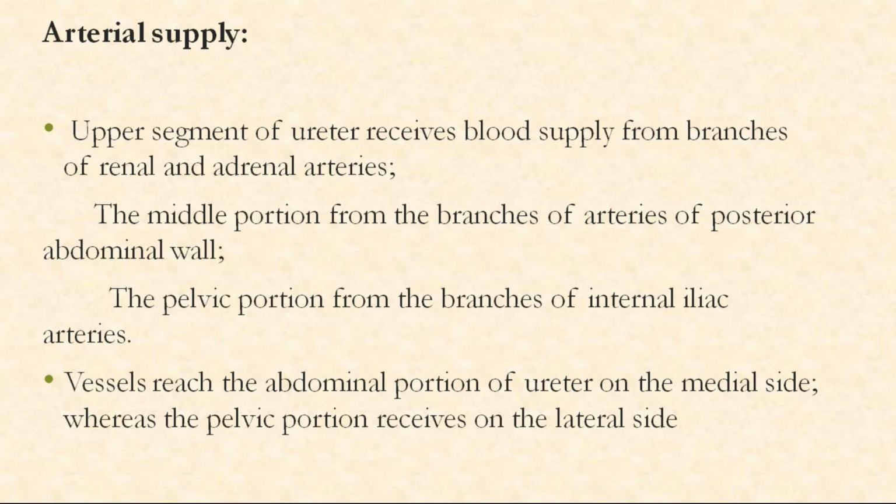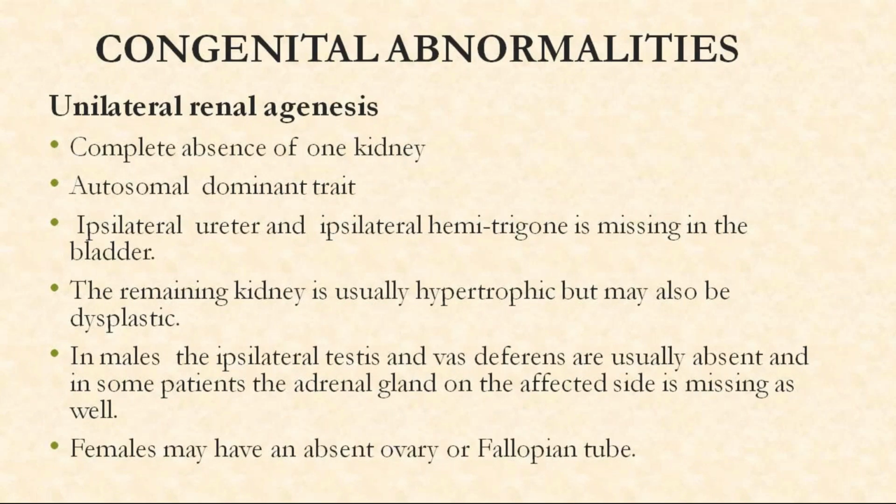Vessels reach the abdominal portion of the ureter on the medial side, the middle portion posteriorly, whereas the pelvic portion on the lateral side. This is what I am explaining. Yeah, first I'll explain the embryology, then you will be knowing about congenital anomalies.